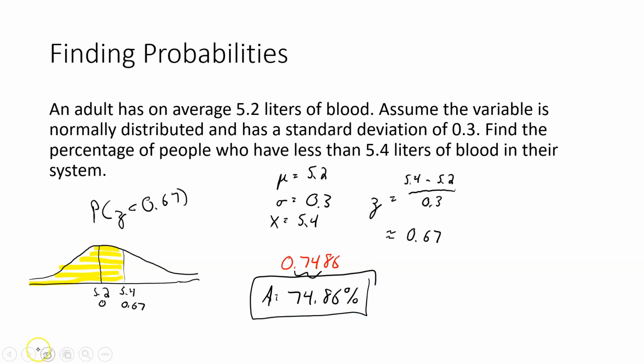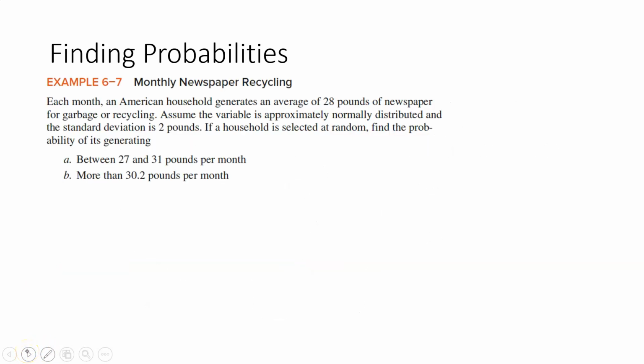With that, let's take a look at another one. Each month, an American household generates an average of 28 pounds of newspaper for garbage or recycling. Seems like a lot. Assume the variable is approximately normally distributed and the standard deviation is 2 pounds. If a household is selected at random, find the two probabilities here: between 27 and 31, and more than 30.2.